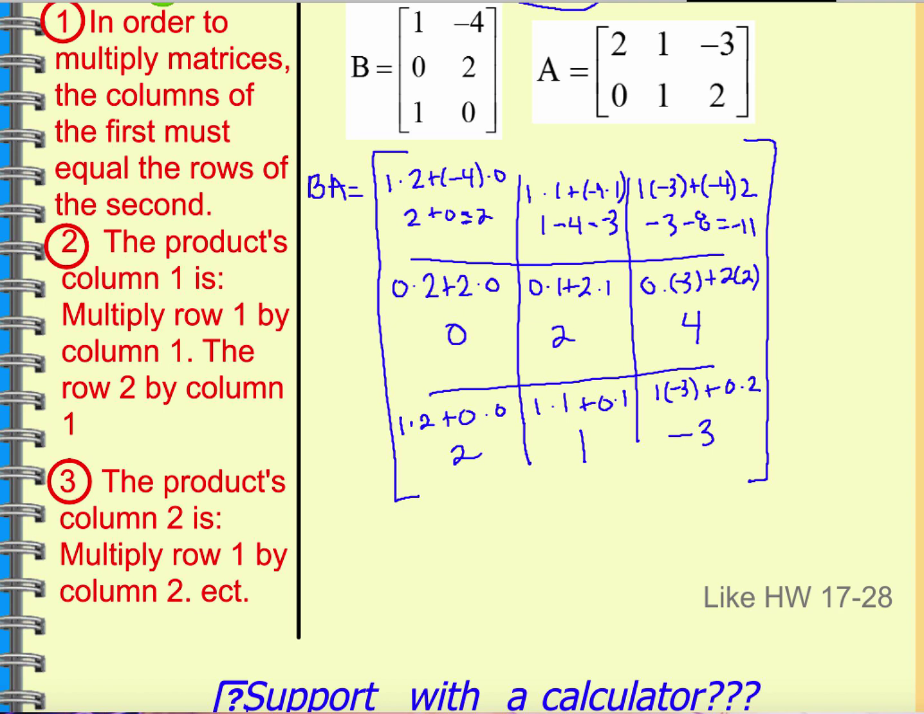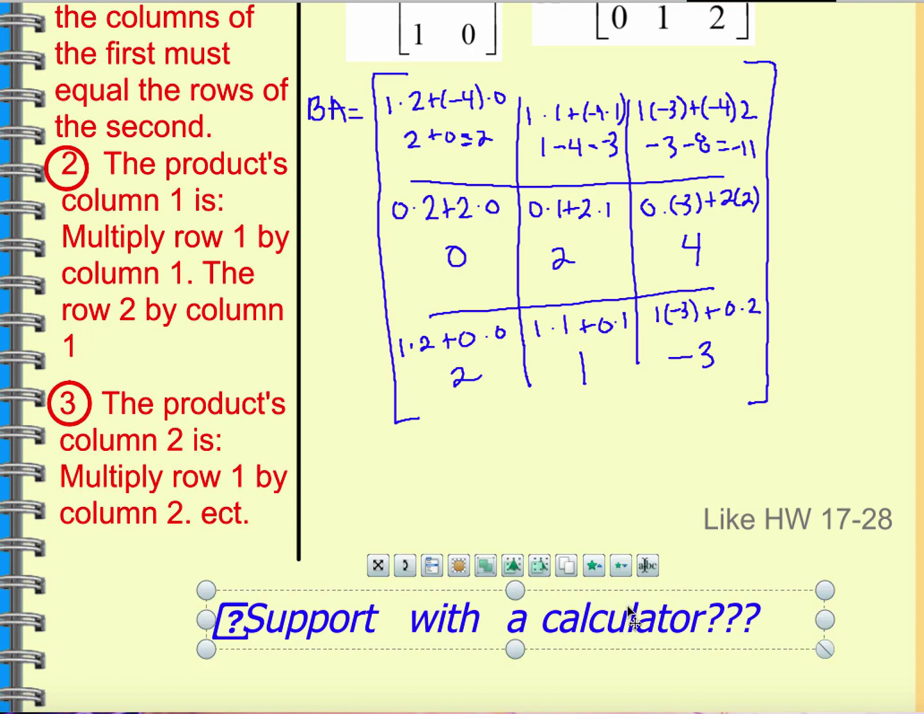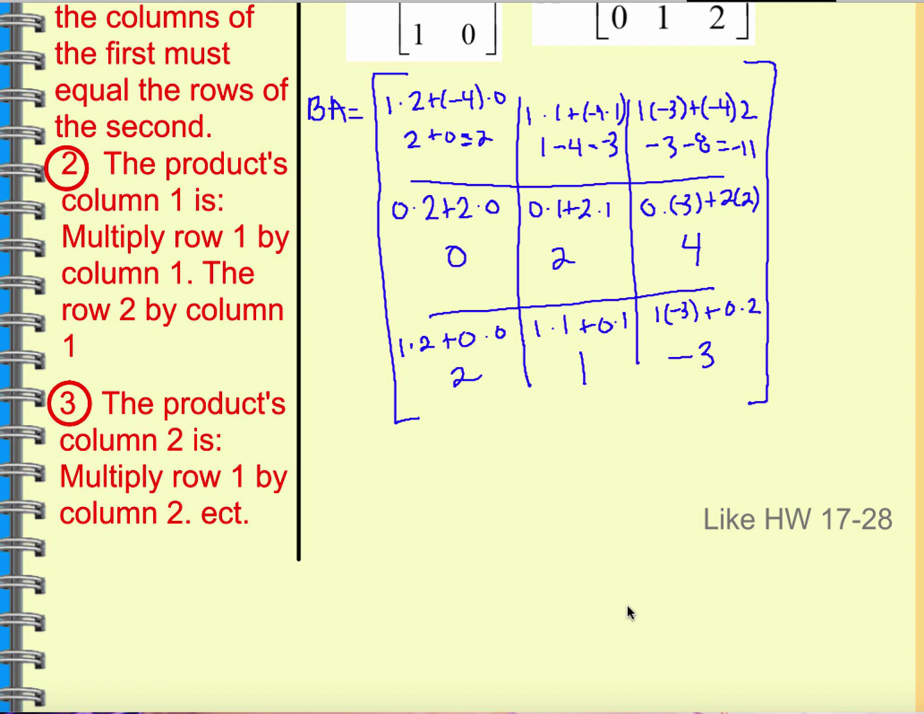So my final answer, we're going to do the calculator work next class. So my final answer is going to be BA is a 3 by 3 matrix that says 2, negative 3, negative 11, 0, 2, 4, and 2, 1, negative 3. Final answer.